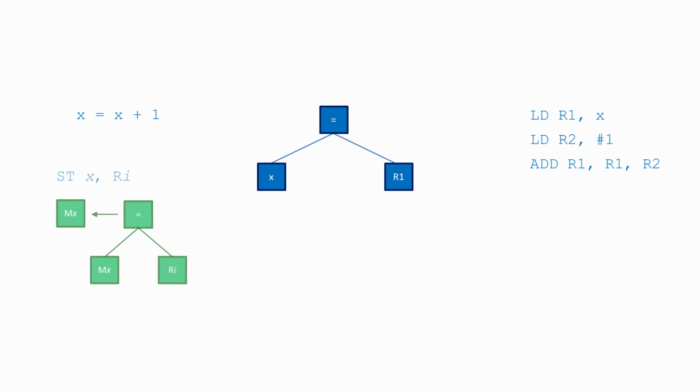Finally, the rule for a memory store can be tiled onto the tree. The replacement node is applied, and the store instruction is omitted. Once the input tree has been reduced to a single node, the process is complete for this input tree.